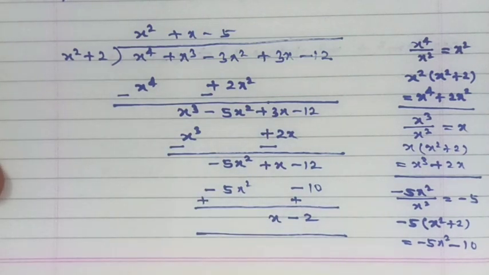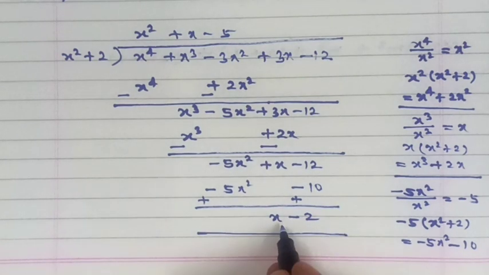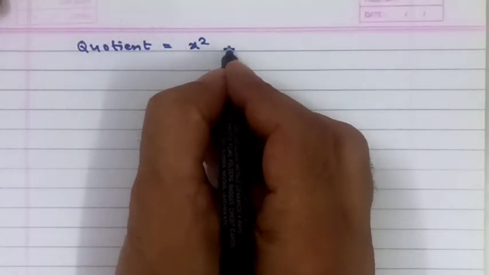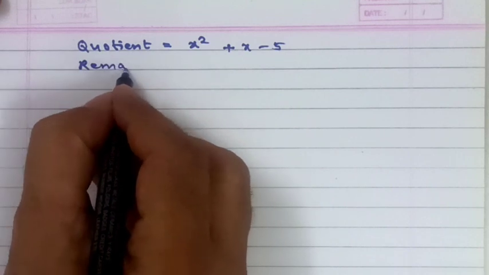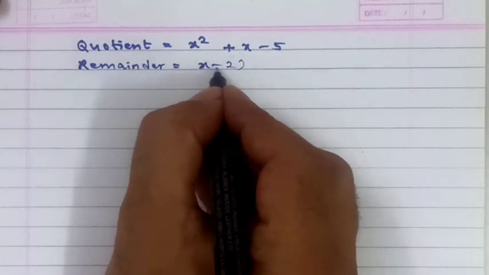I cannot further divide. So the operation of division ends here, and this will become your remainder. So x minus 2 is your remainder. Write quotient. Quotient is x square plus x minus 5, and remainder is x minus 2.